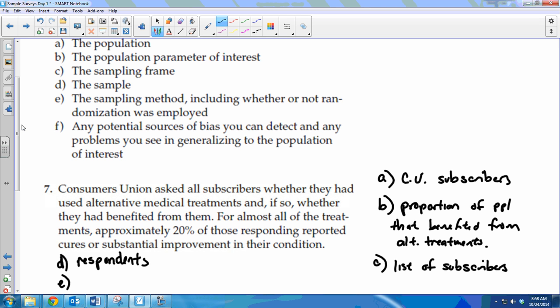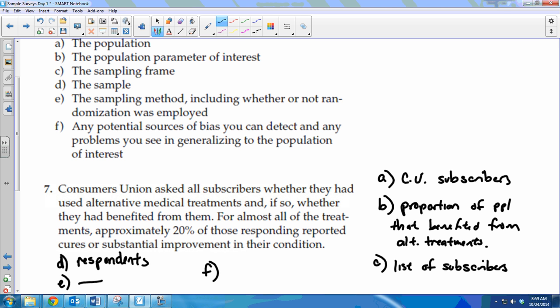Does it give any sampling method about how they did this? No, it doesn't say like we sent a postcard in the subscription or they sent an email to all subscribers. They don't say how they conducted the survey, so we don't know. And then F, any potential bias. And again, we'll go back and talk about some specific names of this later. Well, what could be wrong with this type of survey?